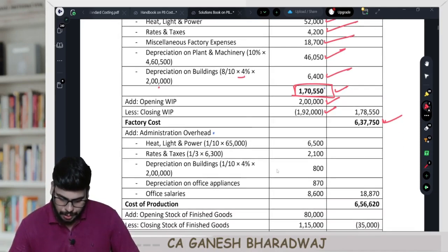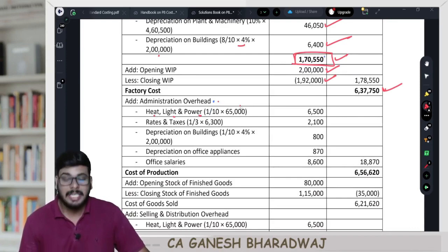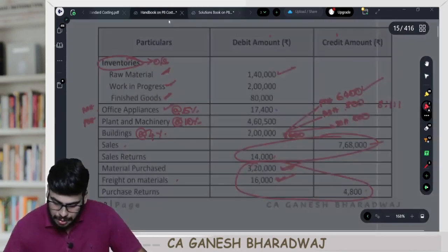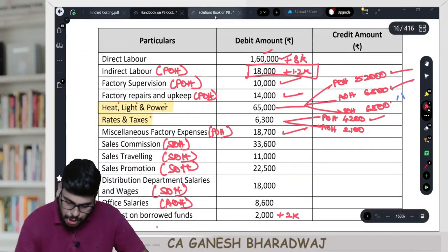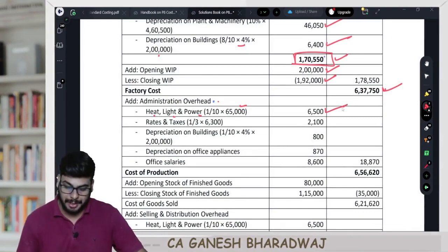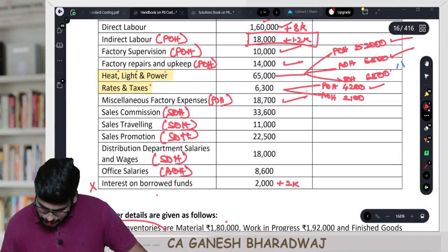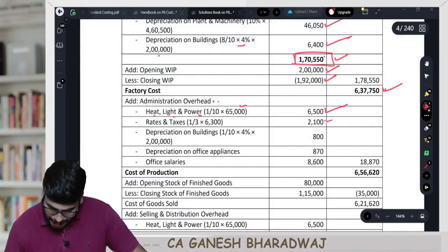To this, what we need to do now is add administration overheads. Administration overheads, how will you add? First, heat, light and power, 65,000 rupees. On that, 1/10 was attributable. So the 6,500 rupees that we calculated here should be added up here. Are you clear with this? Similarly, rates and taxes, 6,300 rupees into 1 by 3. 1/3 of 6,300 is 2,100. This needs to be added up here.